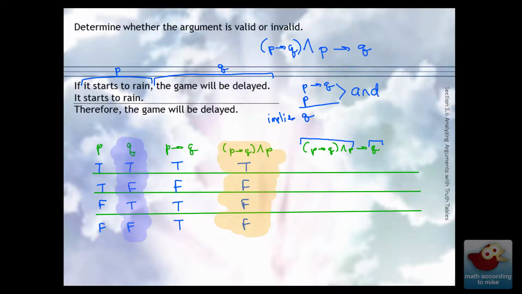So true implies true is true. False implies false is still true. False implies true is still true. And false implies false is still true. Notice we have a tautology. Which means that this argument is valid.